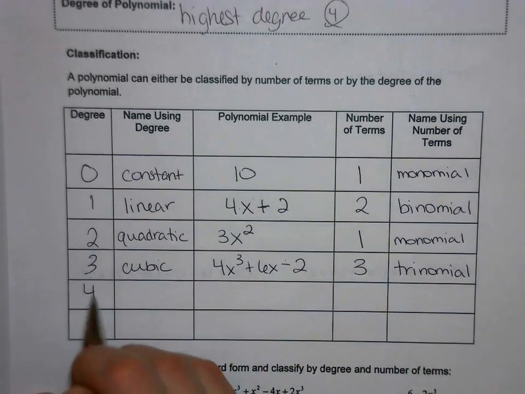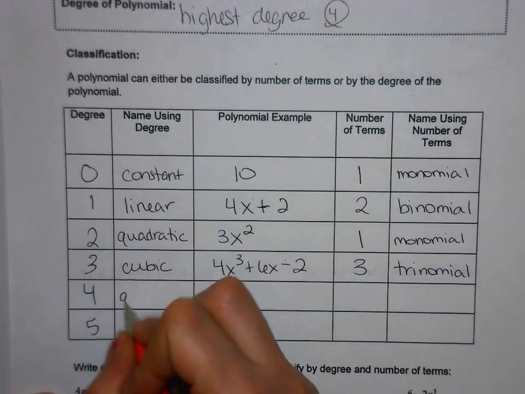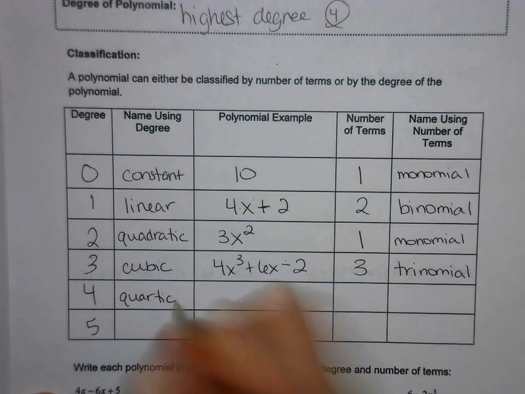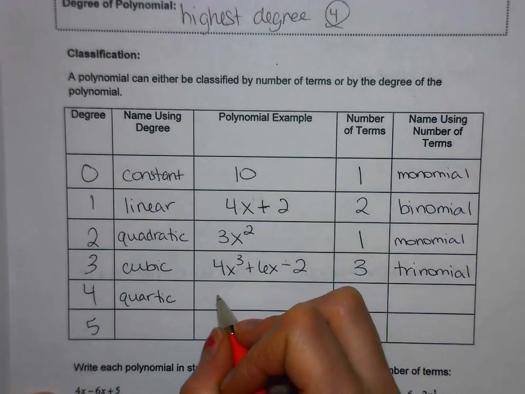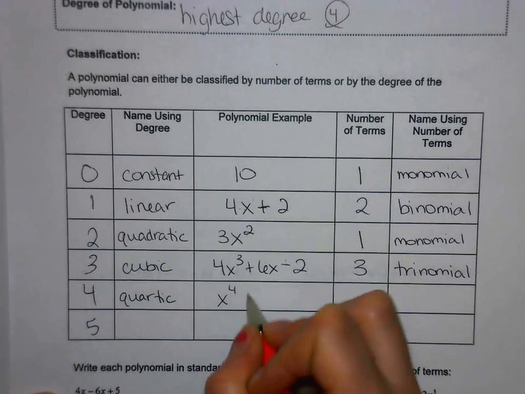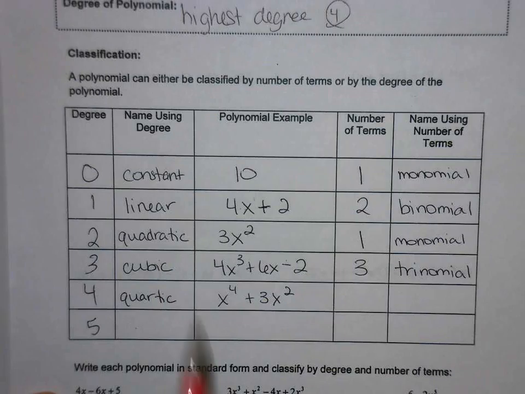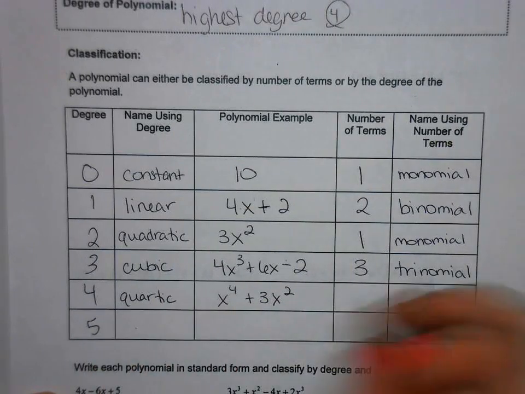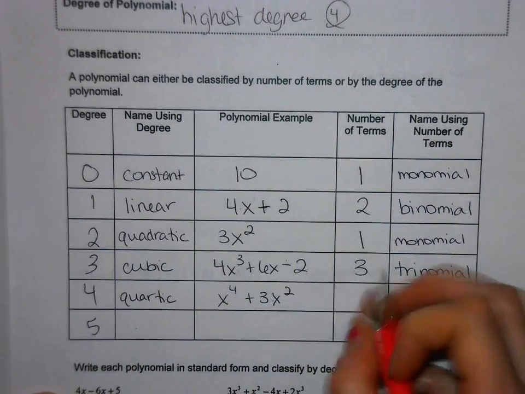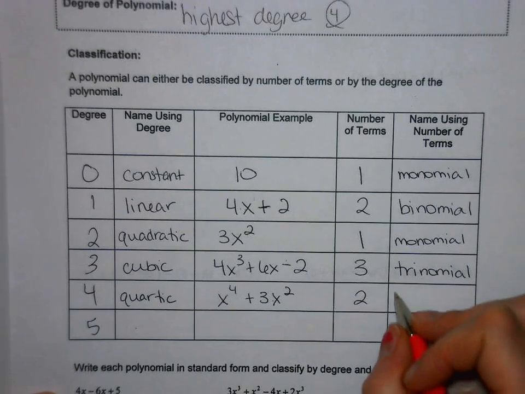A degree of 4 is called a quartic. An example could be x to the fourth plus 3x squared. Our highest degree is 4, quartic, and we have 1, 2 terms, so it's a binomial.